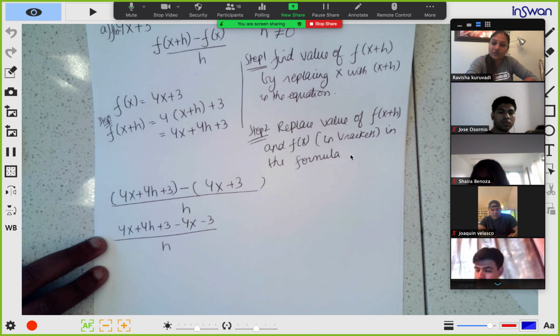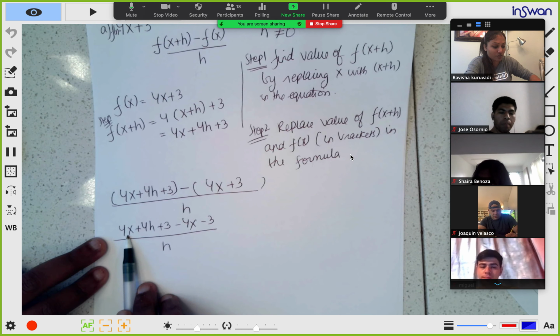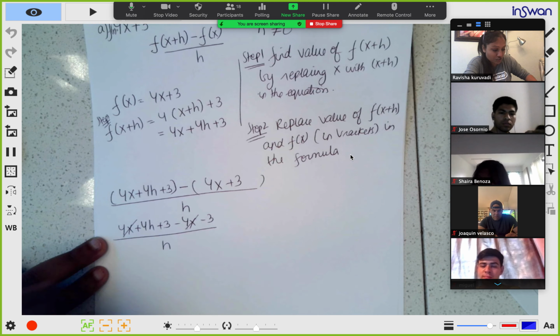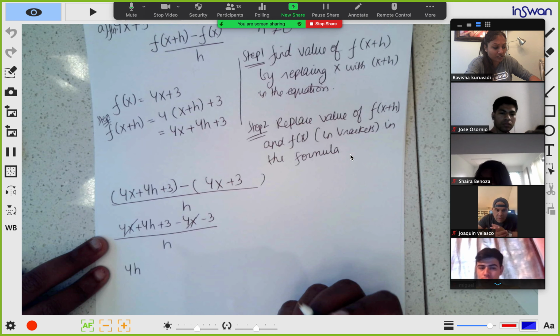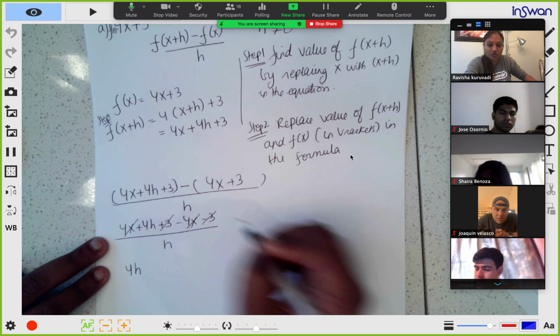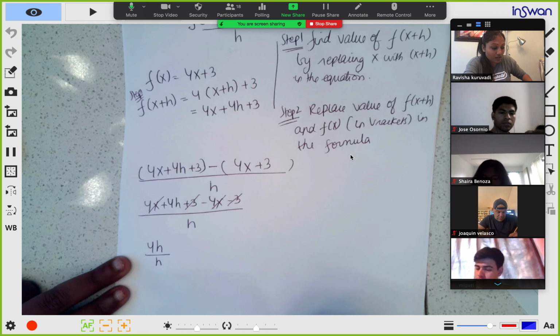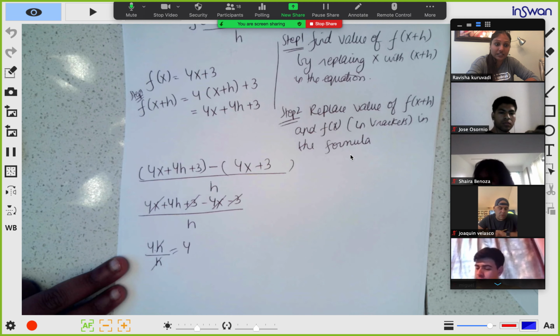Combine the like terms. This is an x term, this is an x term. This is positive 4x, negative 4x. They cancel. There is no other h term, so my h term remains as it is. And then there is positive 3, negative 3. They cancel. So you are left with 4h divided by h. Now since 4 and h are multiplying, I can cancel the bottom h and this h, and I'm left with just 4. Any doubt? Anyone has any doubt in this problem?